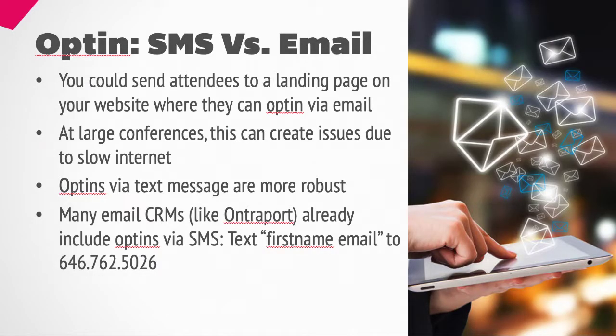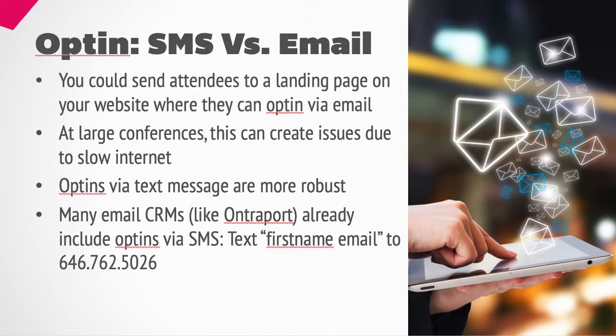Now you may be wondering, why should I use SMS opt-ins versus email opt-ins? Why couldn't I just show on my slides a URL and then have people go to that URL, enter their first name, last name, and email, and opt in that way? And that's perfectly fine. One of the problems that you have at large conferences is that if the internet is not really that fast and a lot of people are trying to opt in at the same time, oftentimes this doesn't work. I've been there, I've done that, and so opt-ins via text messages are much more robust because there's very little data that gets exchanged.